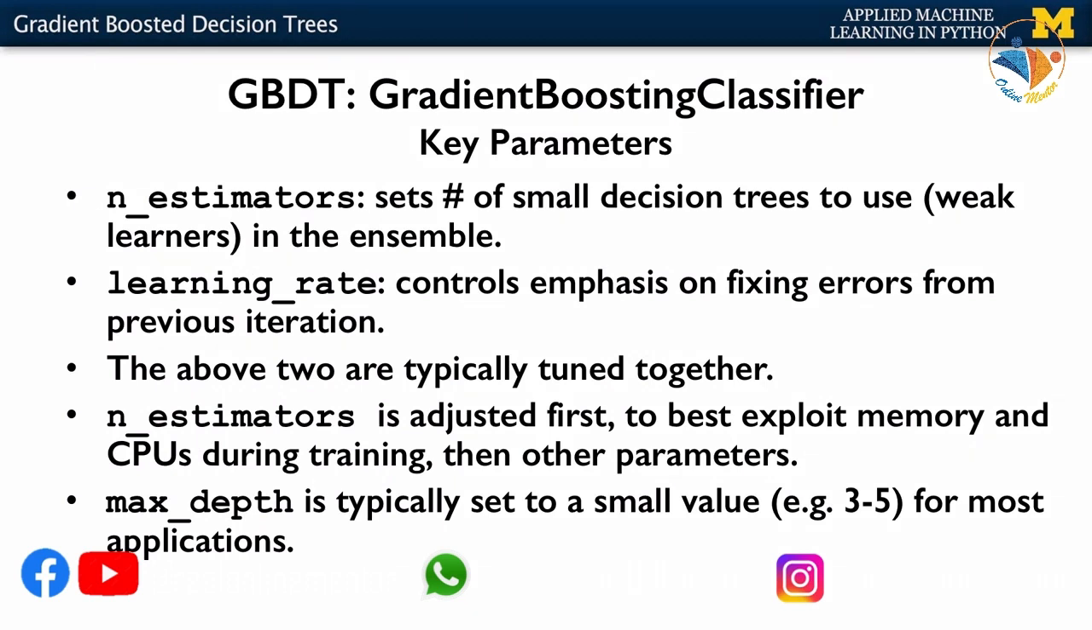The key parameters controlling model complexity for gradient-boosted tree models are n estimators, which sets the number of small decision trees, the weak learners, to use in the ensemble, and the learning rate. Typically, these two parameters are tuned together, since making the learning rate smaller will require more trees to maintain model complexity. Unlike random forests, increasing n estimators can lead to overfitting. So typically, the n estimator setting is chosen to best exploit the speed and memory capabilities of the system during the training, and other parameters like the learning rate are then adjusted, given that fixed n estimator setting.